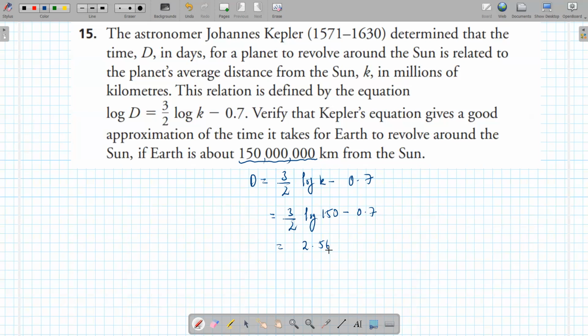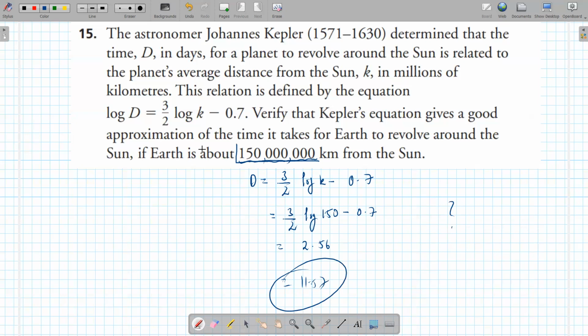The answer to this should have been 365. Let me try plugging in log of 150 million, because I think that was the issue. But it does say K has to be in millions, so I don't know why. 1.5 times log of 150,000,000 minus 0.7. There is something wrong. That is also not giving me a nice number here. What is going on? I don't know. There's 150 millions in 150 million, so I don't know about this.